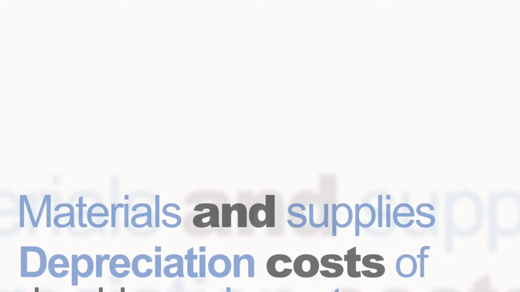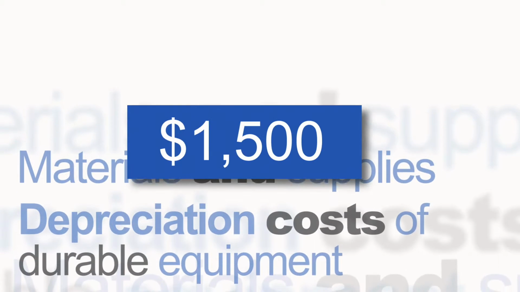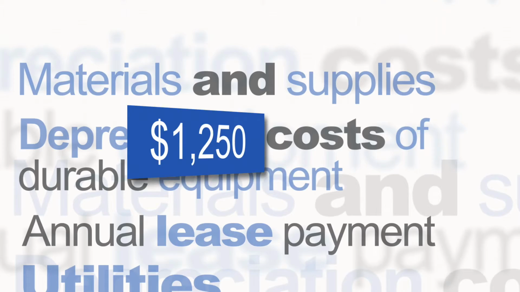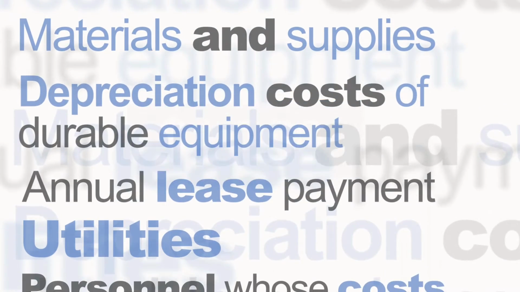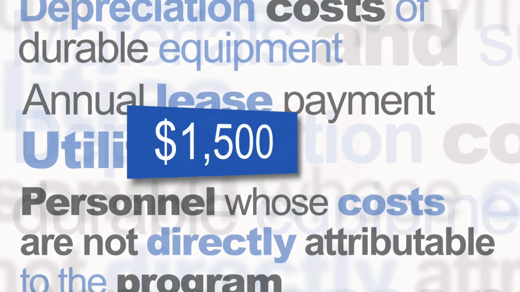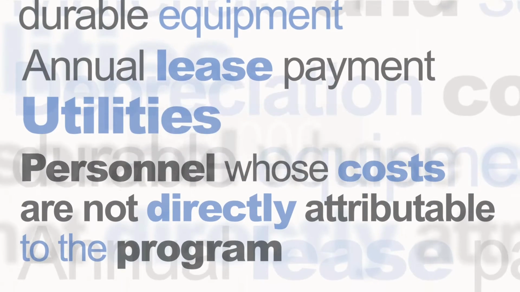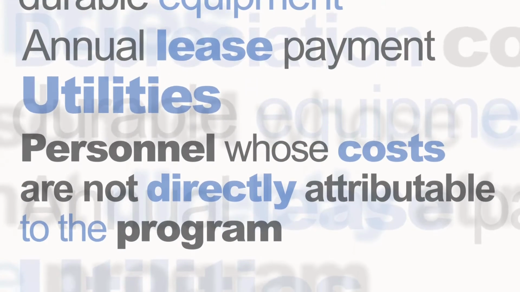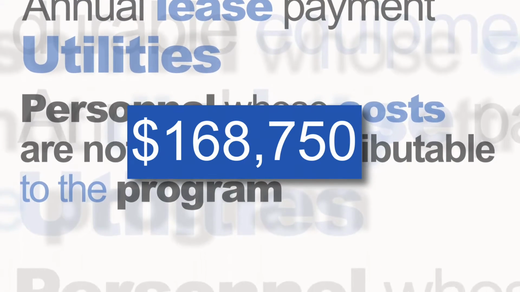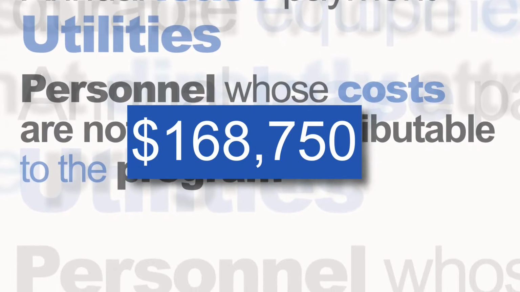Sure. Materials and supplies are $1,500. The depreciation costs of durable equipment is $1,250. The annual lease payment is $3,000. The utilities are $1,500. And personnel, whose costs are not directly attributed to the program, total $168,750 for salary and fringe.